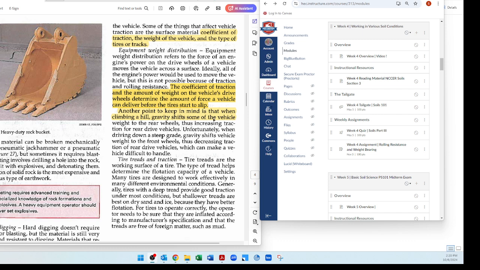Another point to keep in mind is that when climbing a hill, gravity shifts some of the vehicle's weight to the rear wheels, thus increasing traction for rear drive vehicles. Unfortunately, when driving down a steep grade, gravity shifts the vehicle weight to the front wheels, thus decreasing traction of the rear drive vehicles, which can make a vehicle difficult to handle.